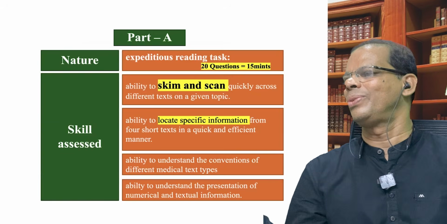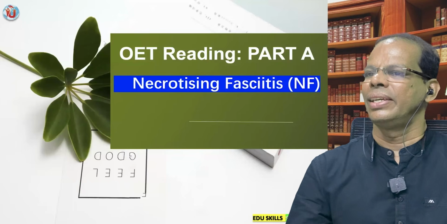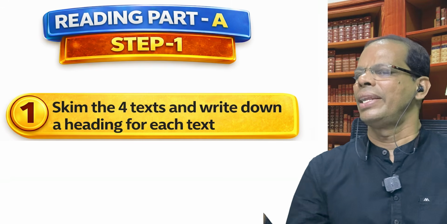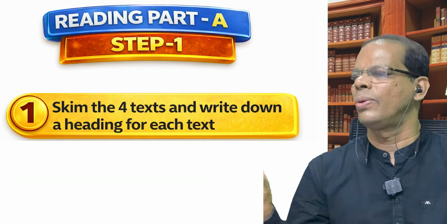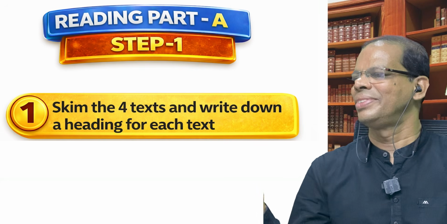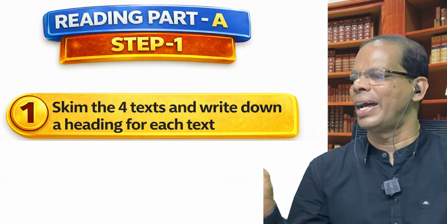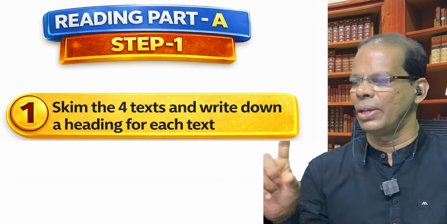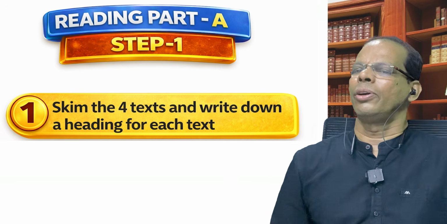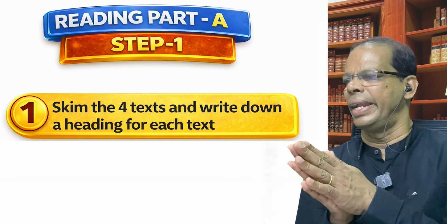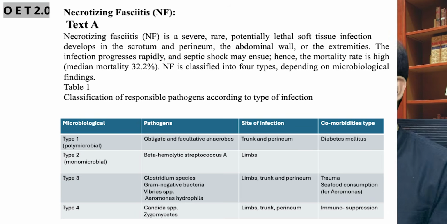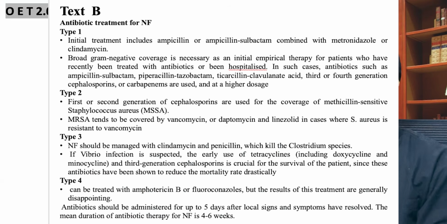Number and text together. Today we will be just looking at necrotizing fasciitis. The first step is to identify the 4 text headings and write them down on a piece of paper. Do you have a notebook? If you have the hard copy, take the hard copy and notebook, or if you have the hard copy, you can write on top of it. Identify the 4 text headings. So now there is text A, text B, text C, text D. Can somebody tell me what the headings are?